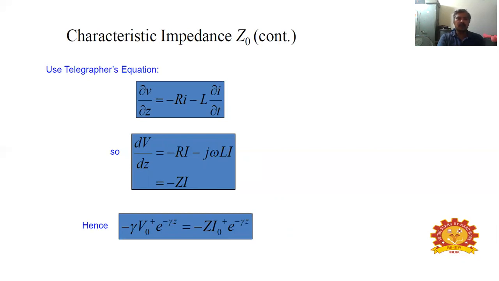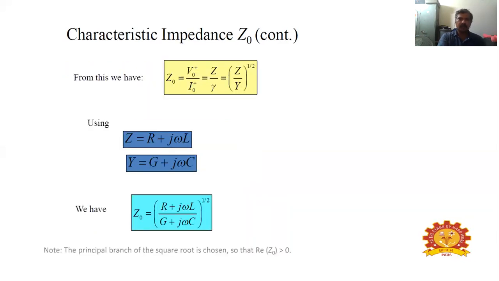Now multiplying the whole thing by e power minus gamma Z, we have minus gamma into V0 into e power minus gamma Z is equal to minus Z into I0 into e power minus gamma Z. So now we are getting the characteristic impedance. And from this we have Z0 is equal to V0 by I0. That's what we have already got.